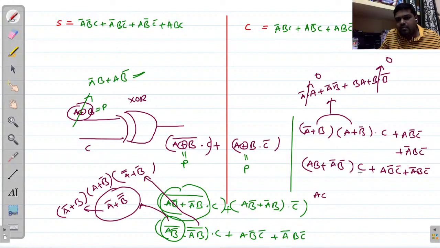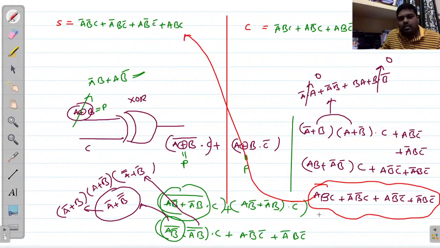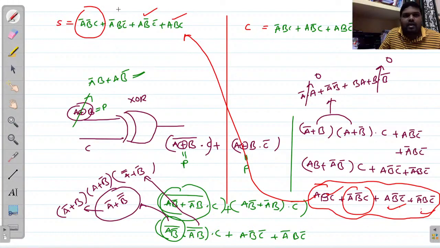If you multiply with this C, you will get ABC plus A bar B bar C plus A B bar C bar plus A bar B C bar, right? Once you compare this entire expression with this expression, what you will get? ABC term is there, A bar B bar C, and here A B bar C bar, and if you observe this one, A bar B C bar, here we have A bar B bar.